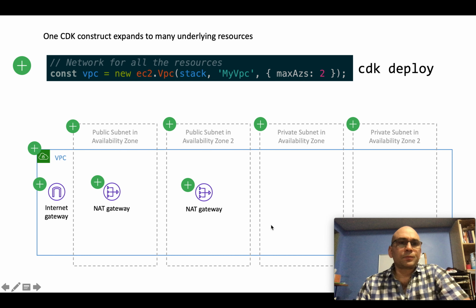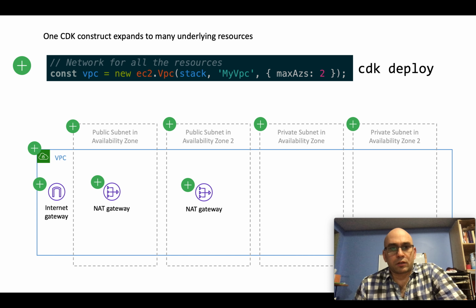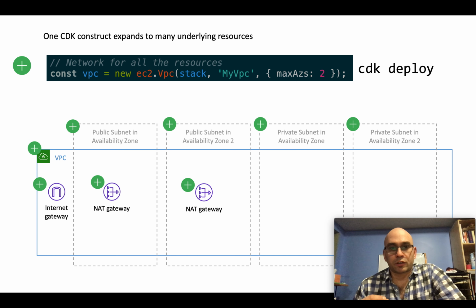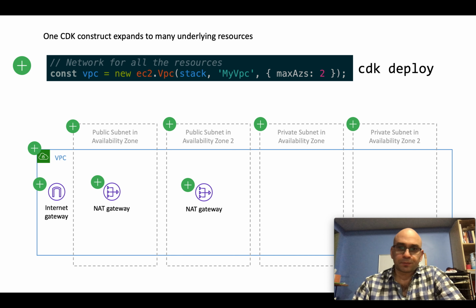So let's take a look at this particular construct, right? So this VPC construct, when you compile it and you synthesize it and you deploy it, it creates a whole bunch of different features and I would say services for you, right? So NAT gateway is one, internet gateway. It creates a whole bunch of subnets for you.